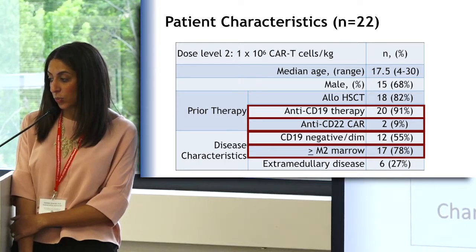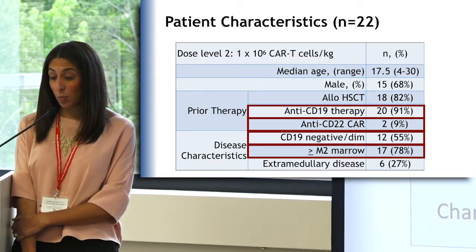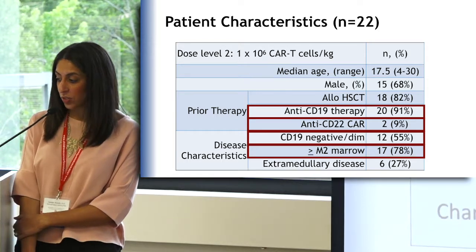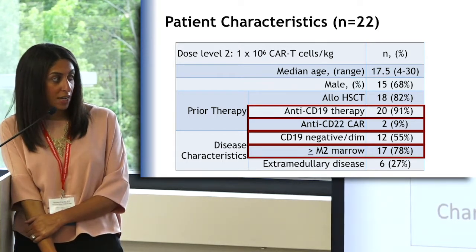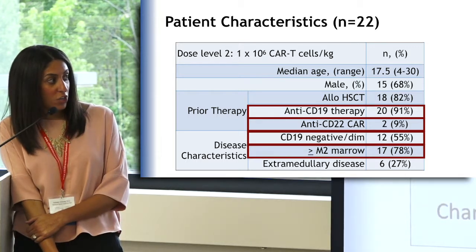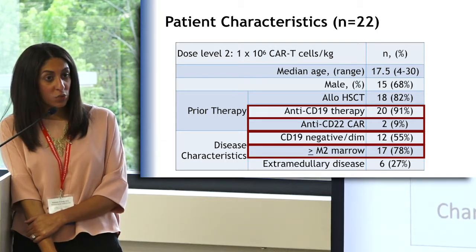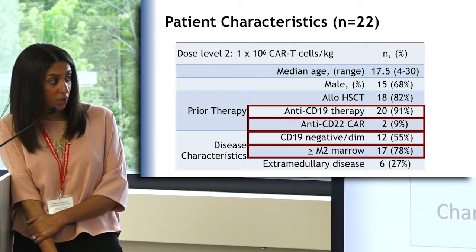This is the characteristics, our first 22 patients on our CD22 CAR trial at dose level 2. The median age was 17. We had a slight male preponderance, and a lot of patients were heavily pretreated. 18 of 22 received bone marrow transplants. As you can see, 20 patients had received prior CD19 therapy, and we even had 2 patients that received a prior CD22 CAR at a different institution.